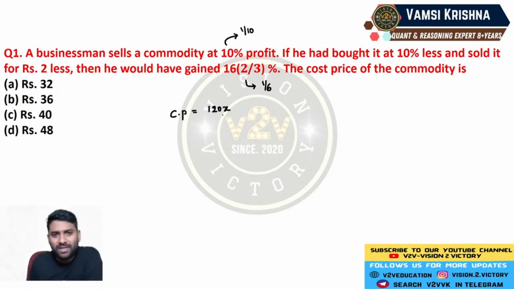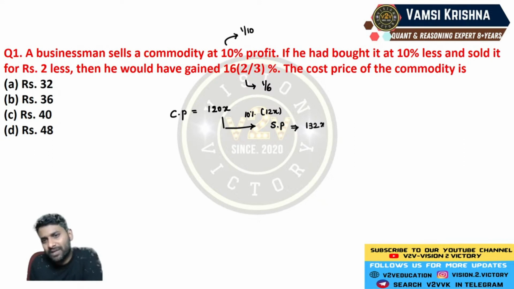Now just go through the information. A man sells this article at 10% profit. 10% of profit means 10% of 120x is equal to 12x. Now the selling price of that article is 132x. Now the next information. He bought it for 10% less. 10% of 120x is equal to 12x. So the new cost price is exactly equal to 120x minus 12x, which is 108x.